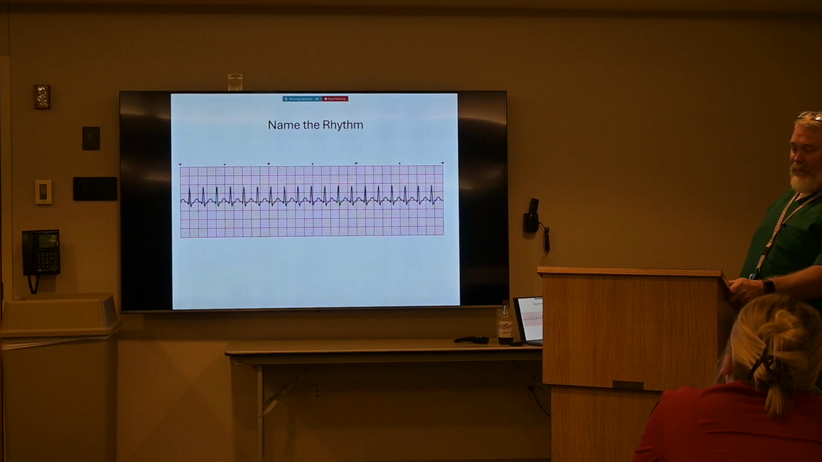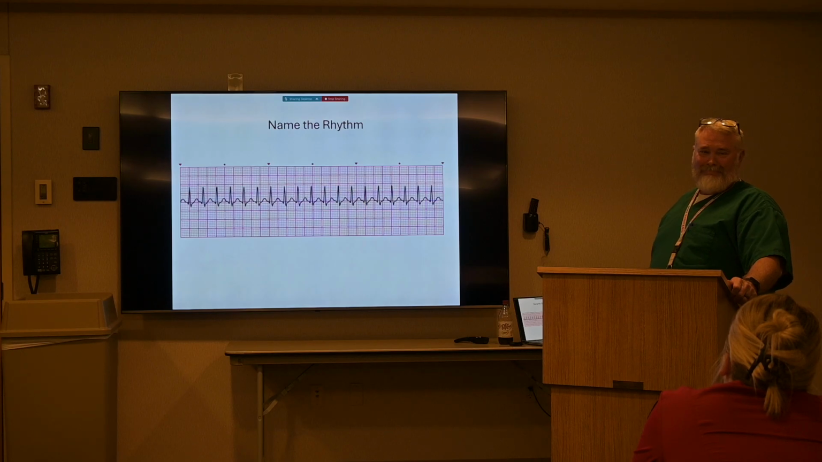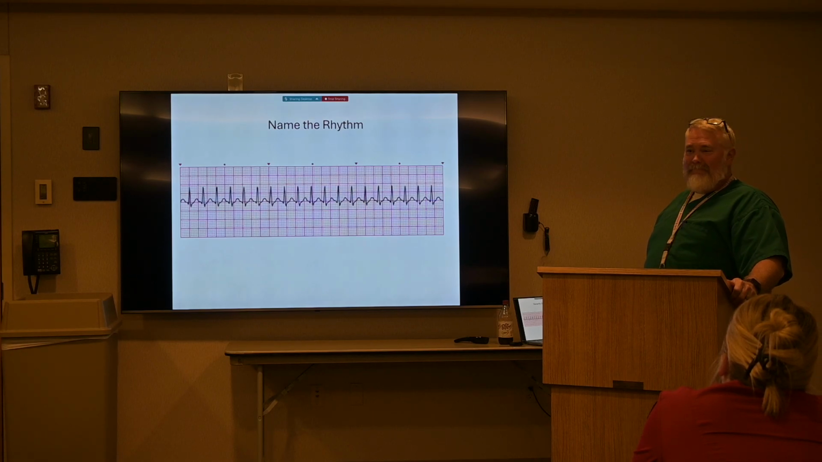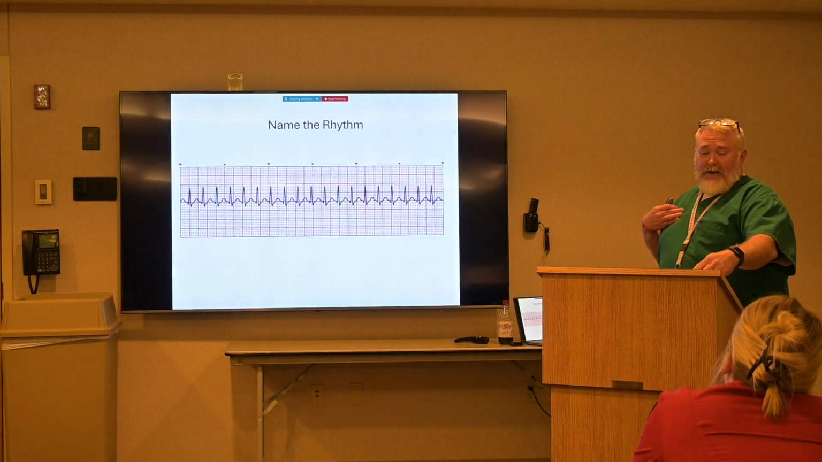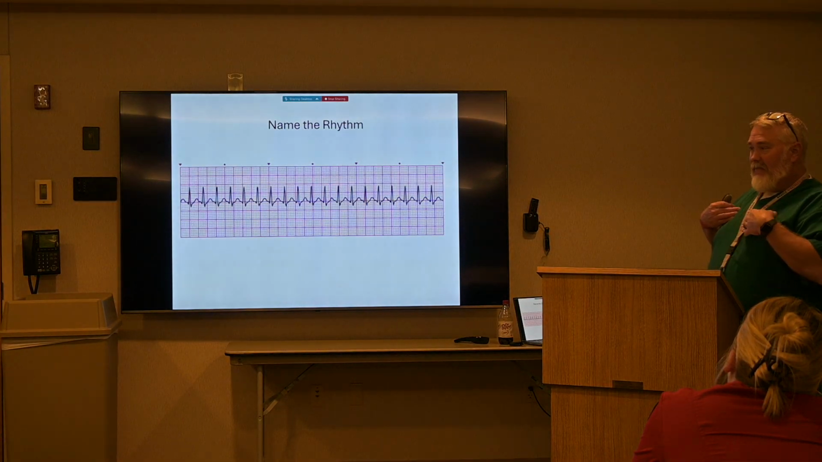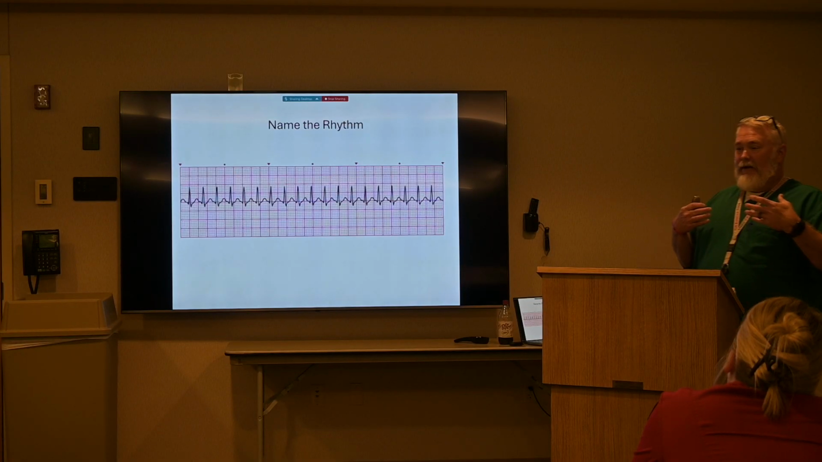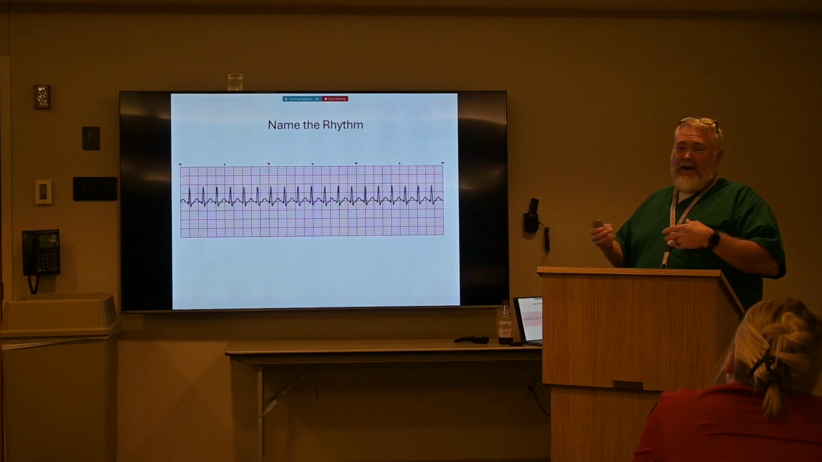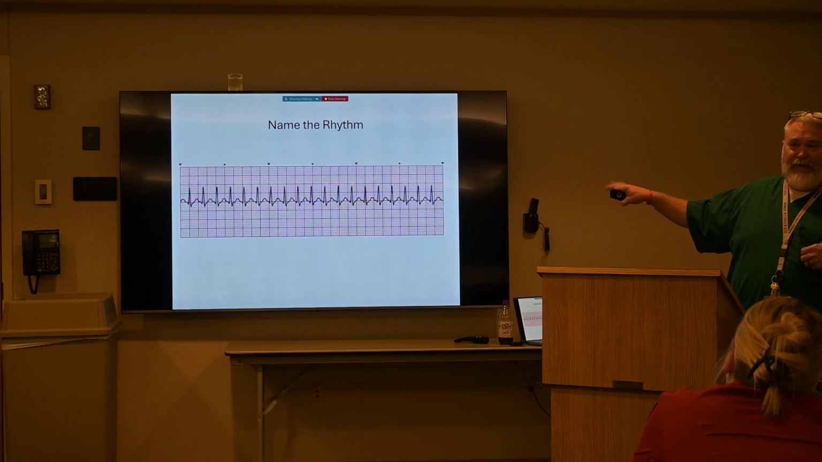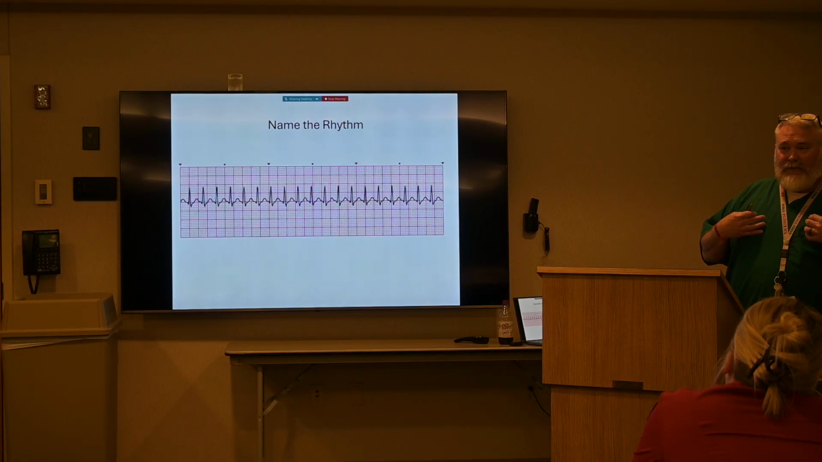So what would you say this rhythm is? Probably SVT. I'd call it SVT. Now, me personally, if they're not really sick or having problems, we'll give adenosine. Sometimes adenosine will break this. I like to use it.